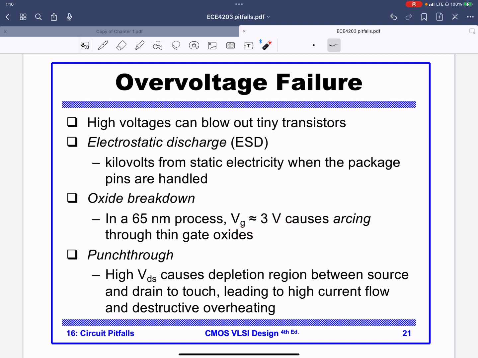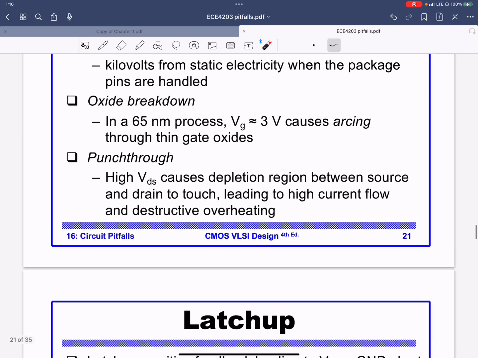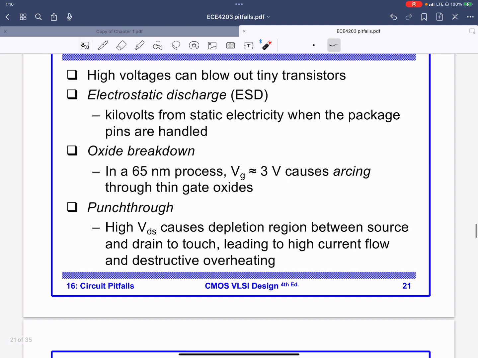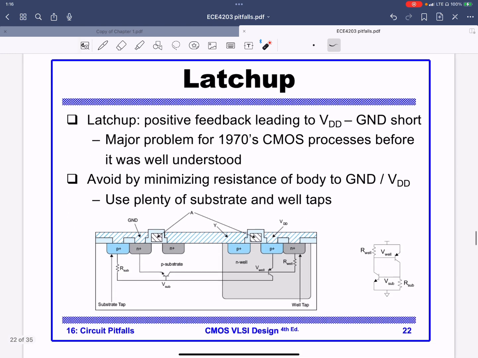But again, because of the really, really short distances in transistors, the breakdown can happen even at 3 volts or less, depending on the process. And then finally, the source and drain can permanently short, punch through together, and so there are electric fields, or even momentary high electric fields, that can affect your devices.